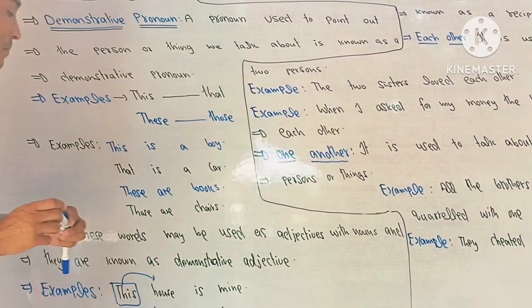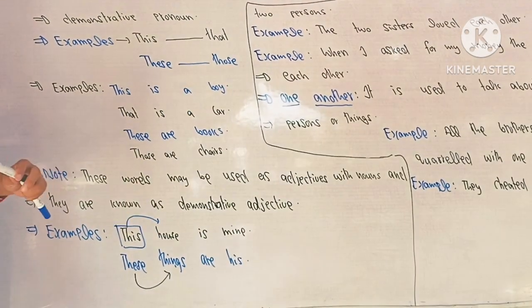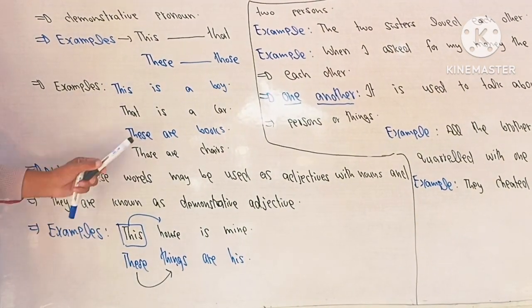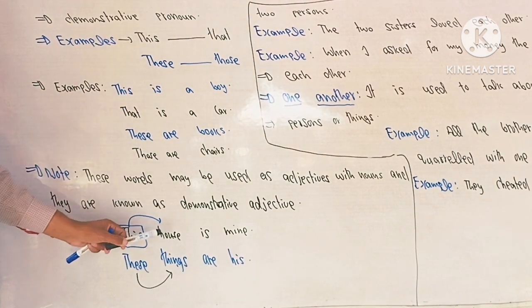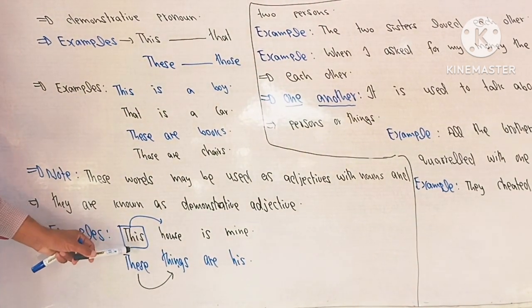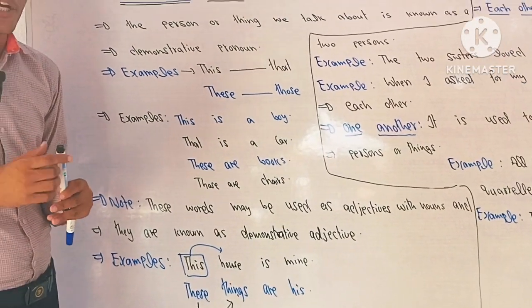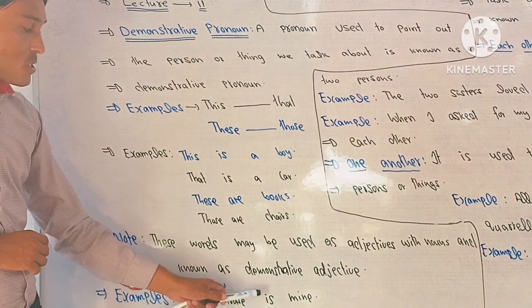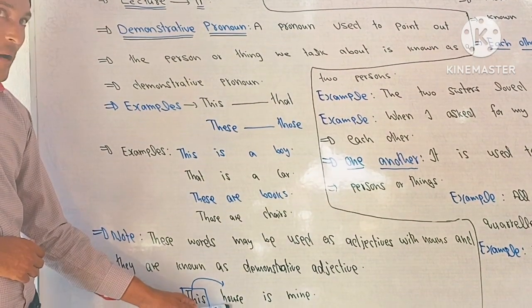Look at this example: this house is mine. When these words, such as this, that, these, those, are followed by a noun, they are called demonstrative adjectives. For example, I say this house is mine. In this case, this is what? Demonstrative adjective, because it's followed by a noun.